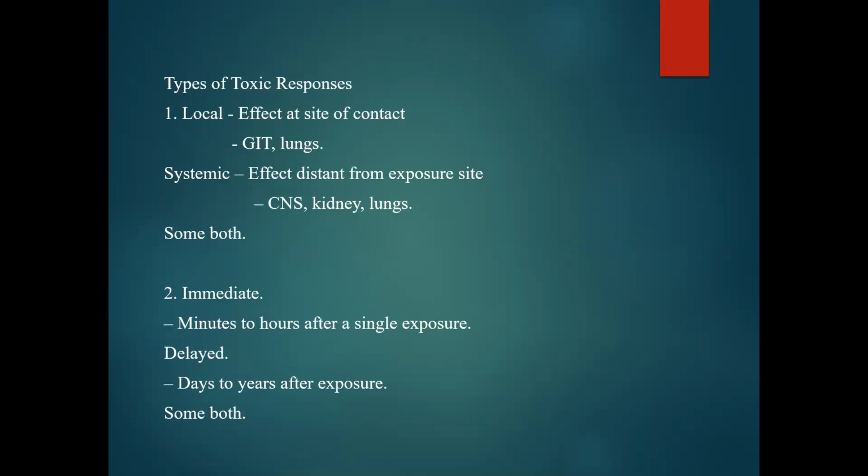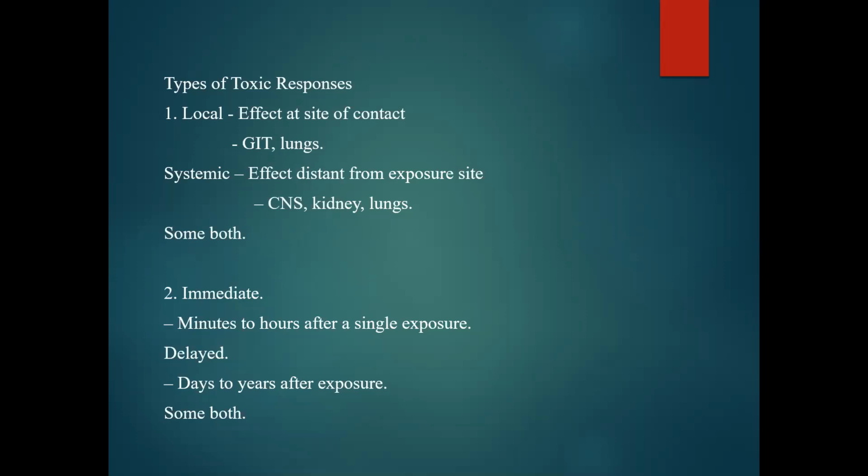Now we come to the types of toxic response. One is local and systemic, and another is immediate and delayed. First is local. A local toxic response is the effect that is caused only at the site of contact. For example, any type of skin itching substance, something that causes allergy to the skin. If it comes in contact, it only affects that particular site. For example, the gastrointestinal tract and lungs.